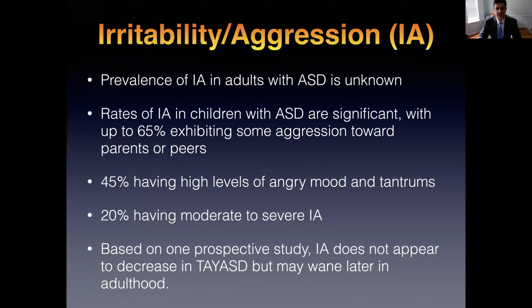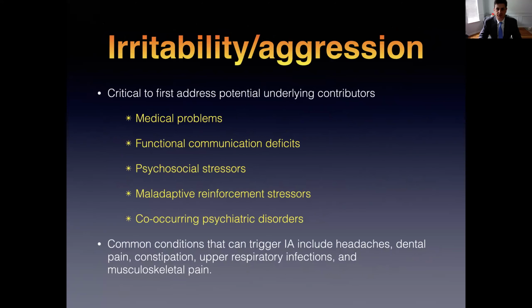So looking at irritability and aggression, if we want to try to treat it, again, remember, come back to medical problems, but also we want to take out our magnifying glass and try to discover what could be going on that's driving the aggression. It's unlikely that the patient is trying to hurt someone. They might be trying to communicate something. There may be a stressor going on.